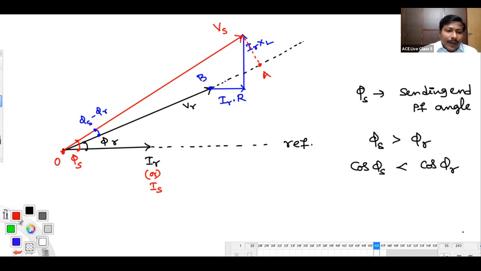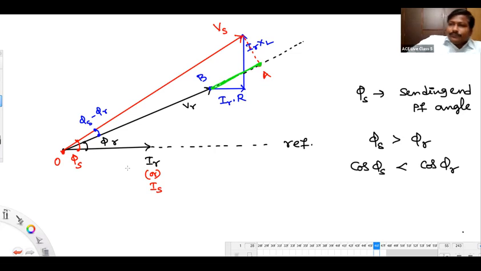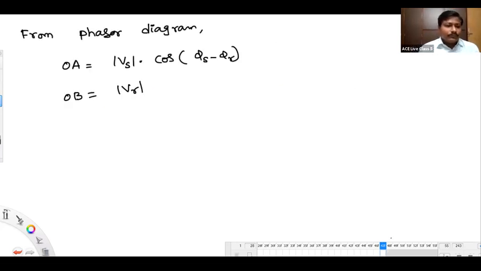Now, if you are capable of getting this BA length, then obviously you can write OA equals OB plus BA. By that, you can easily get mod VS minus mod VR. That's our aim now. That BA length you have to calculate. All of you remember this. What's our aim? To calculate this BA length. That's it.